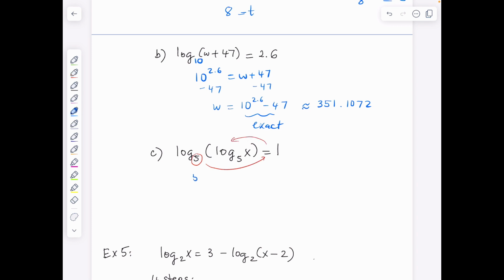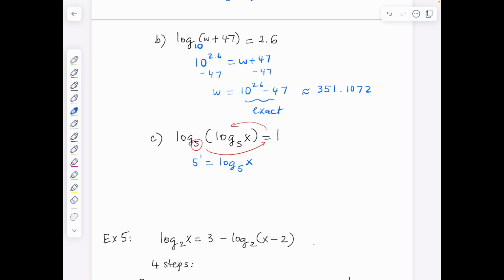So we're looking at 5 to the 1 is equal to log base 5 of x. And this is the same as log base 5 of x is equal to 5. I just switched the sides. And we can apply the definition again, convert it to an exponential equation. So 5 to the 5th power is equal to x. As you can see, we get x by itself. We just had to calculate 5 to the 5th power, and that will be 3,125.